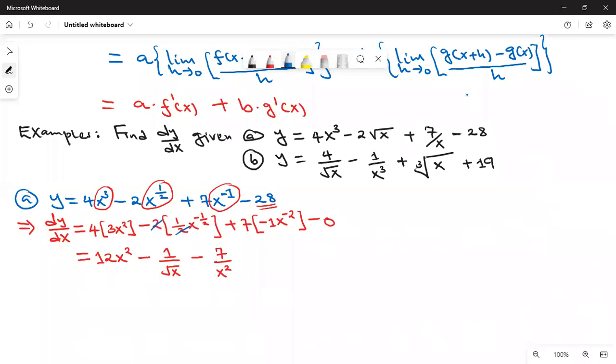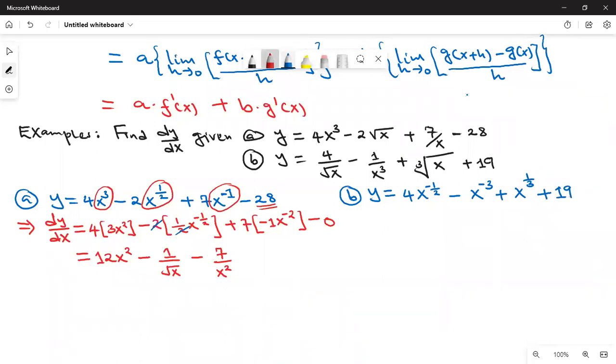What about part B? How else can we write the given function? y is equal to 4. You see, it is the same as 4 times x raised to negative 1 over 2. That's 4 over root x. Then minus x raised to negative 3. Plus, how do you write the cube root of x? It is the same as x raised to 1 over 3. That's the cube root. Then I can see there's a plus 19.